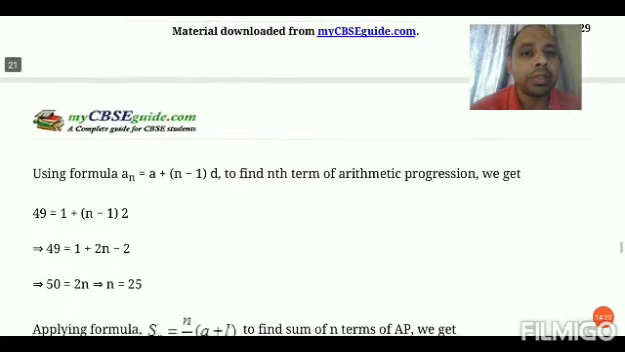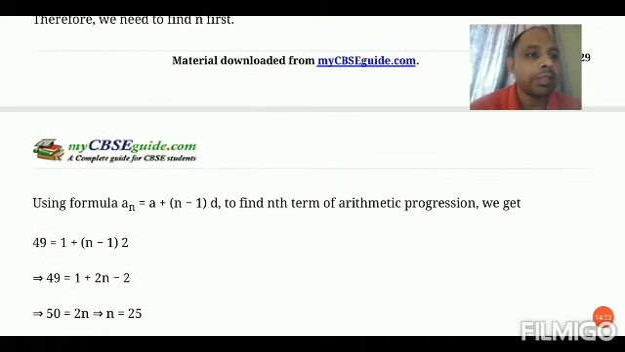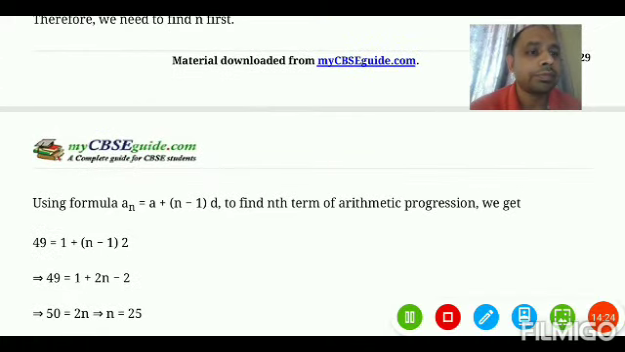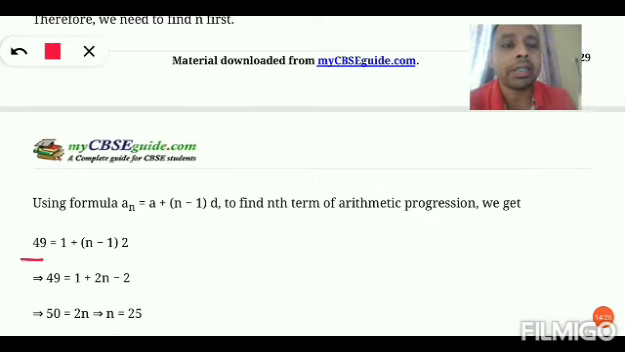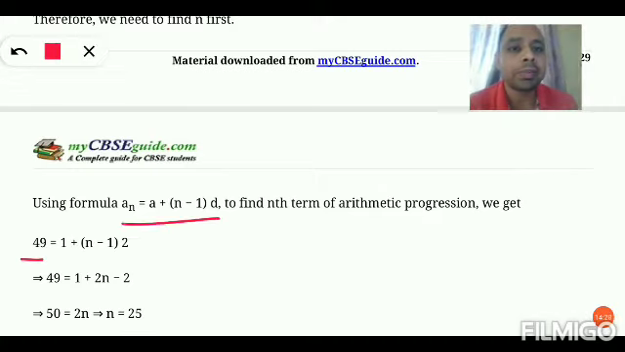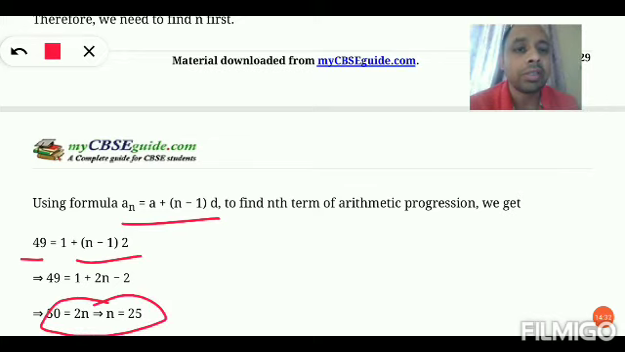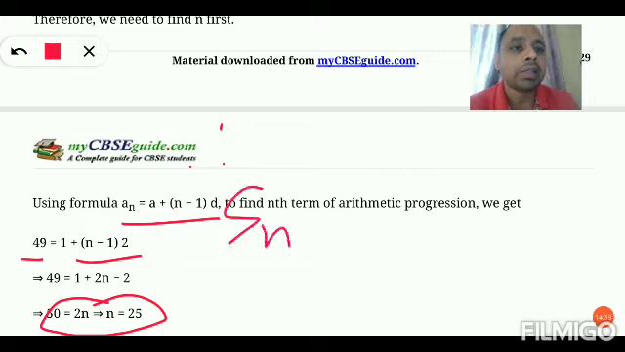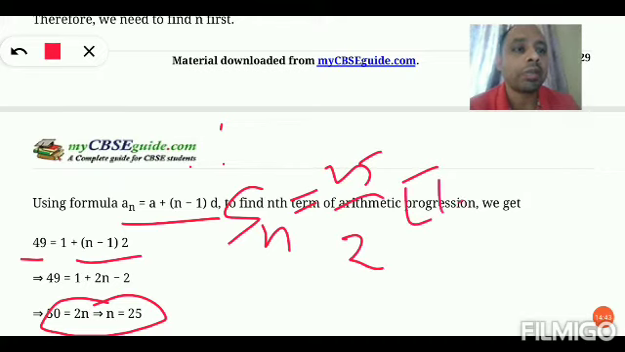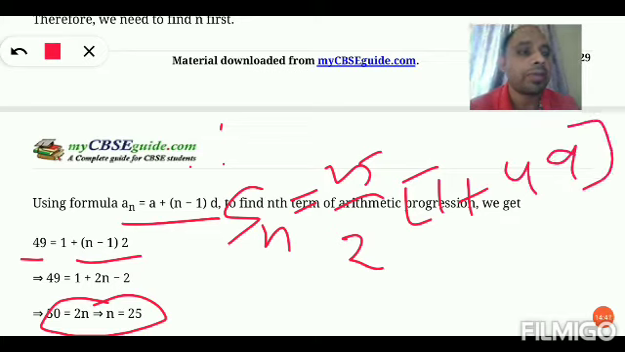it will be 25. Here an is given as 49, and the formula of an is a plus n minus 1 d. Substitute all the values, then you will get the total number of terms as 25. Therefore we can write Sn as 25 divided by 2 in the bracket a plus l, 1 plus l, l is here 49. That means 50 divided by 2, 25 into 25, 625.